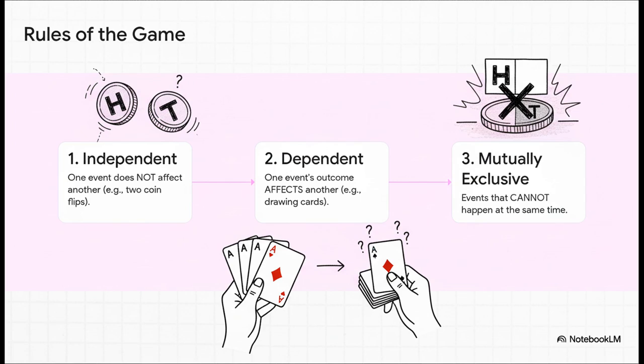Second, they can be dependent. This is like drawing cards from a deck. If you pull out an ace and keep it, the chances of getting another ace have just changed. And finally, events can be mutually exclusive. This just means they can't both happen at the same time.